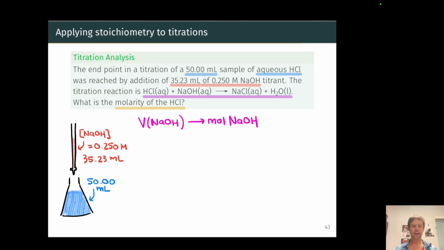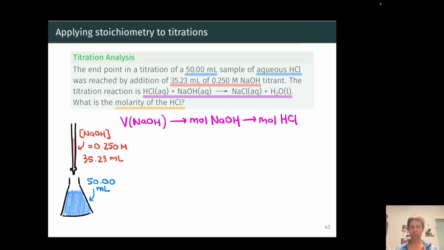From the moles of NaOH, I can use the balanced chemical equation, like a recipe, right, and the stoichiometric coefficients to determine the moles of HCl that reacted with that amount of NaOH. So in that volume of NaOH, there was some number of moles of NaOH particles. That number of moles corresponds to some number of moles of HCl molecules that reacted with the NaOH.